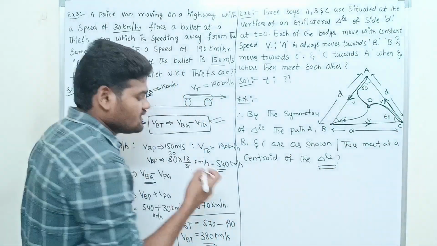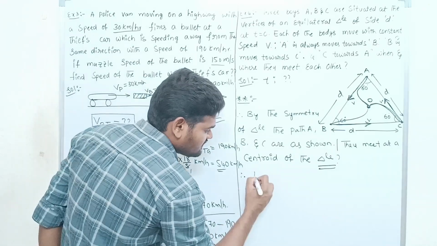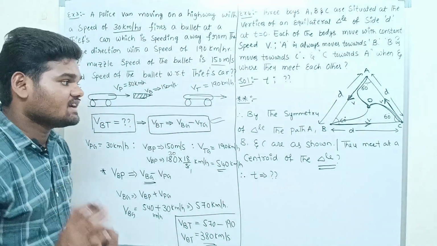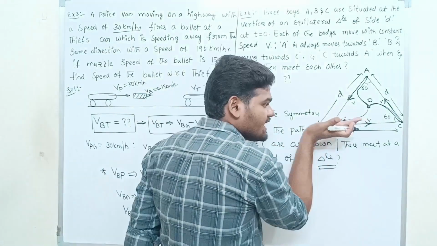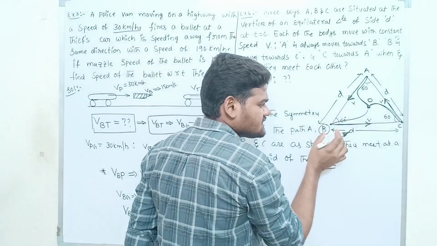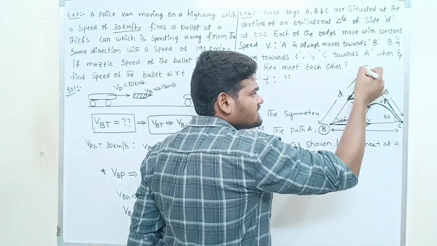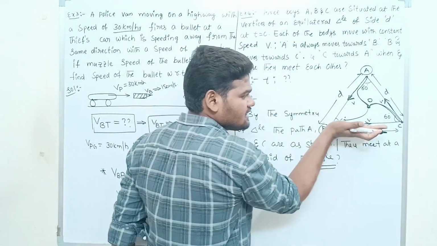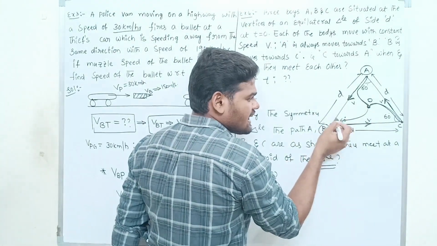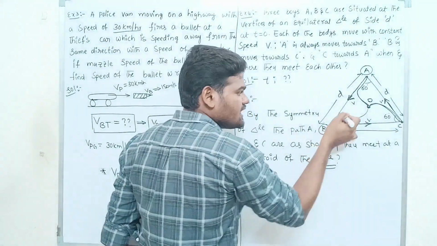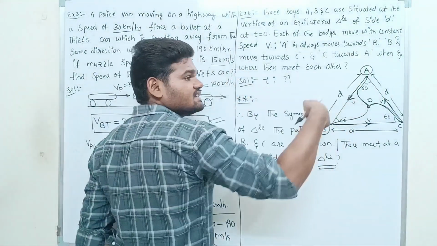Okay. So they are asking when they meet. So time t is equal to how much, we have to find. Further, have a look. This is the direction of velocity of person B, and this is the direction of velocity of person A. This velocity vector is making an angle of 60 degrees with this side.